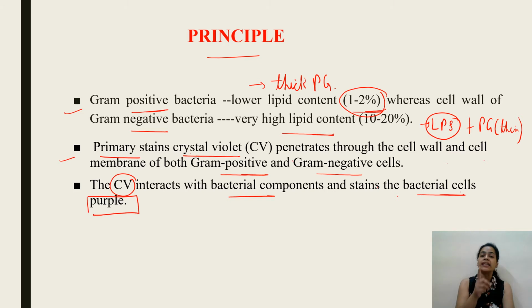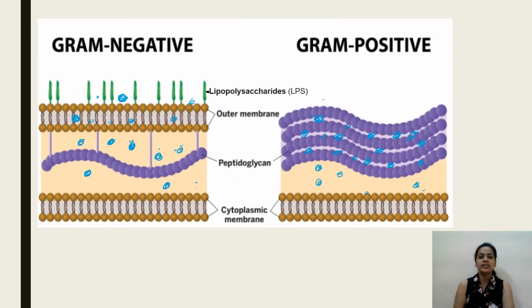So after addition of the primary stain, both categories of bacteria will appear purple in color, because the crystal violet molecule will enter both types of cell. You can see here, this is the gram negative bacteria, with the lipopolysaccharide outer membrane, a very thin peptidoglycan, and the plasma membrane, that is the cytoplasmic membrane.